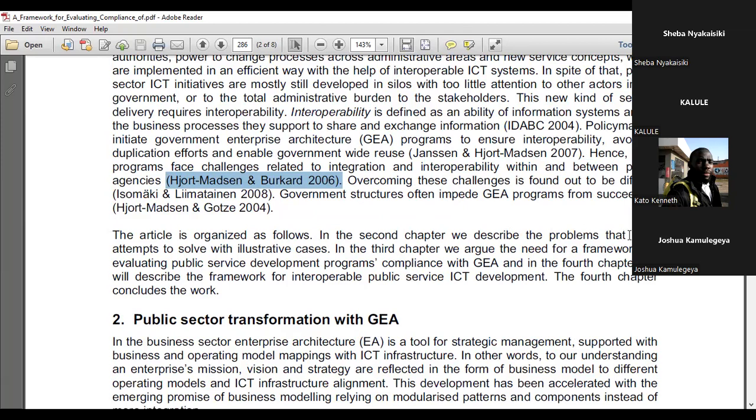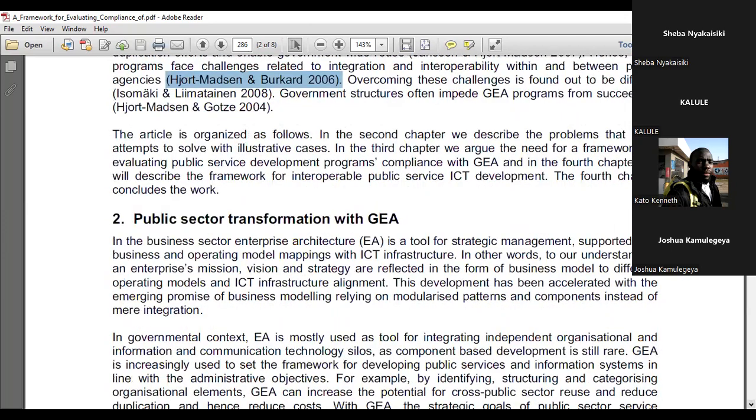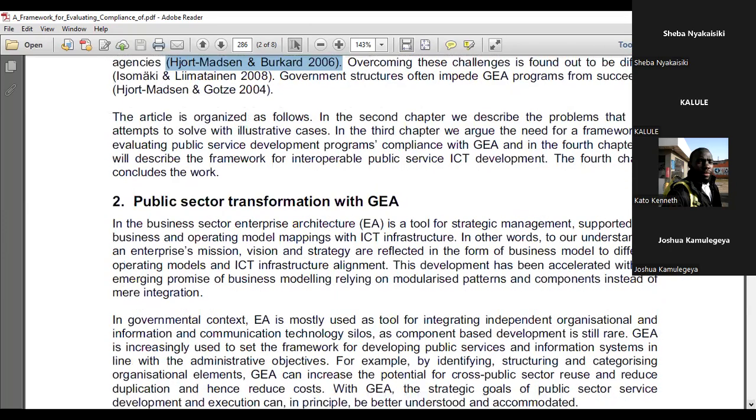Okay, so this was not observed. Probably it was observed, but they went ahead and looked for where somebody had actually brought out that research saying that there's an issue of interoperability within and between public agencies. So they go ahead to, first of all, do a descriptive study and then propose a framework for evaluation, in an attempt to close that gap.